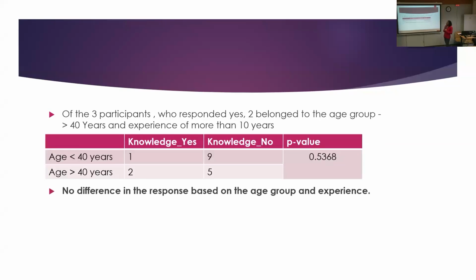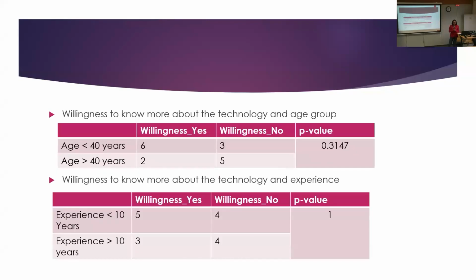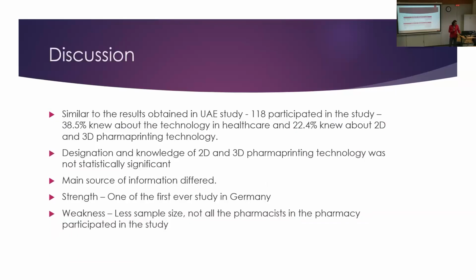And I was a bit more curious. I thought maybe age and experience could be playing an important factor in gaining knowledge, but then I found out there's no association between age and experience and knowledge. And the same with willingness. I thought maybe people who are young would be more willing to know more about this technology, but that proved to be wrong. So I was actually able to get similar results to the UAE study.